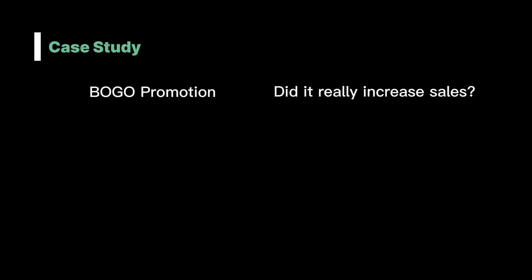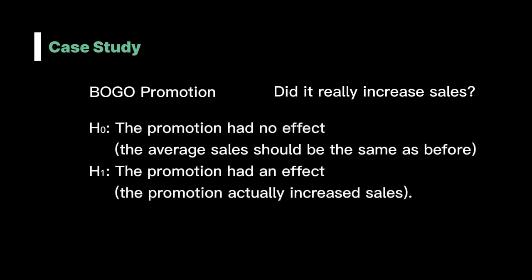Just like in a courtroom, we set up two opposing claims. The null hypothesis. This is the baseline assumption. Nothing happened. The promotion had no effect, and the average sales should be the same as before. The alternative hypothesis. This is what we are trying to prove. Something changed. The promotion actually increased sales.